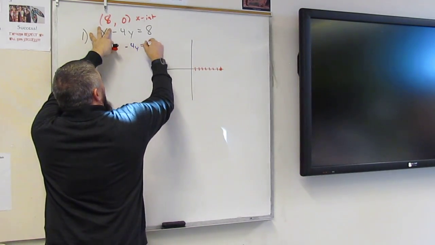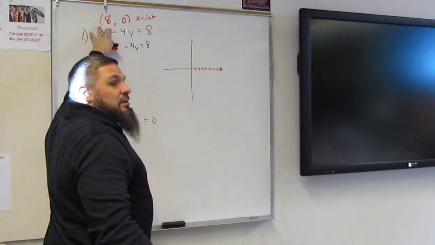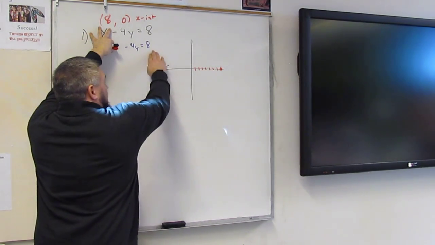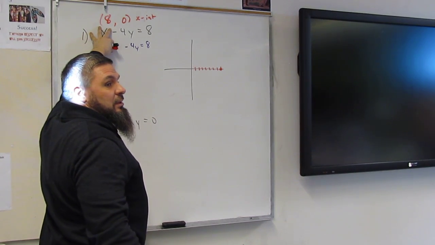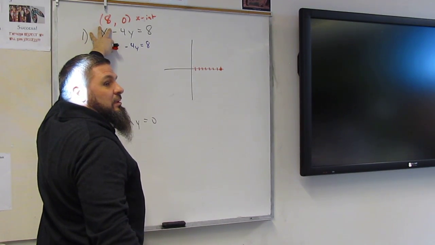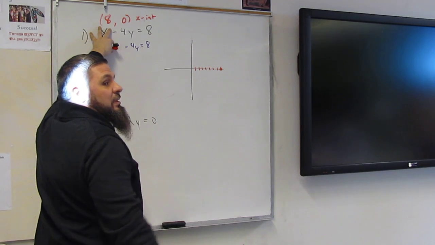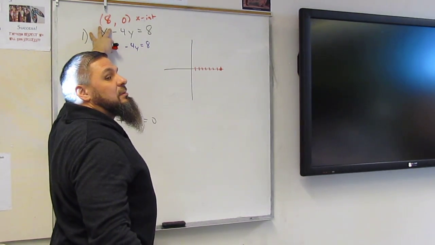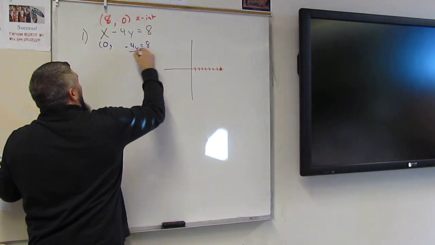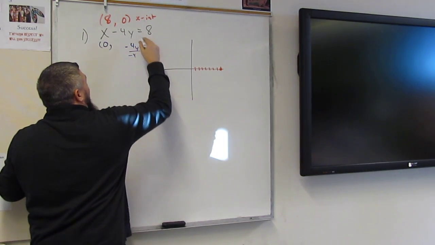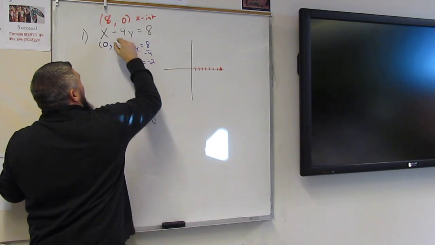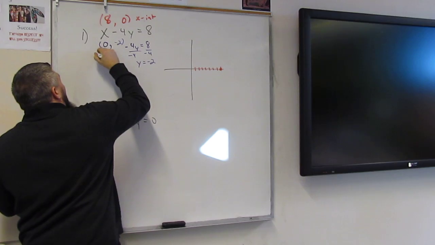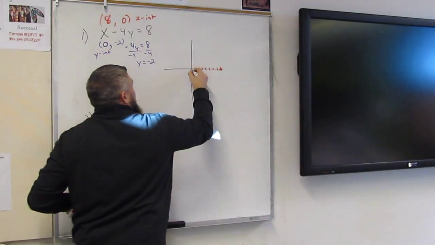Negative 4y equals 8. How do I solve that? I can't see. Put on your glasses. Shut up. How do I solve negative 4y equals 8? That's it. Divided by negative 4, divided by negative 4, I get y is equal to negative 2. That means that the y-intercept, right? The y-intercept is negative 2.